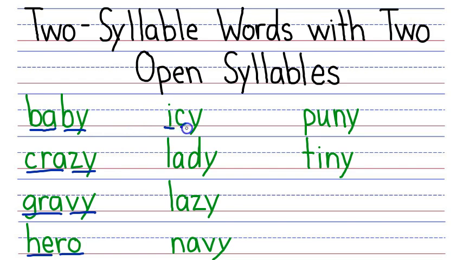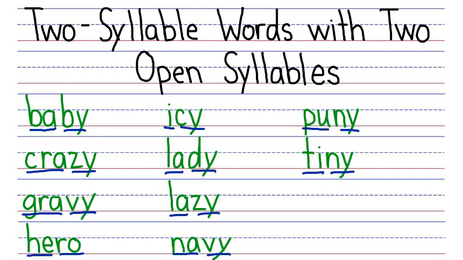I, cee, two open syllables. Lay, dee, two open syllables. Lay, zee, two open syllables. Nay, vee, two open syllables. Pew, nee, two open syllables. And tie, nee, two open syllables.